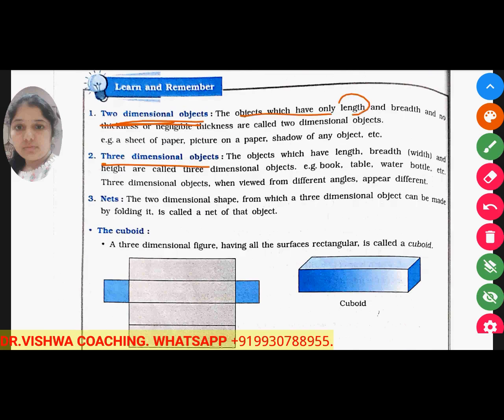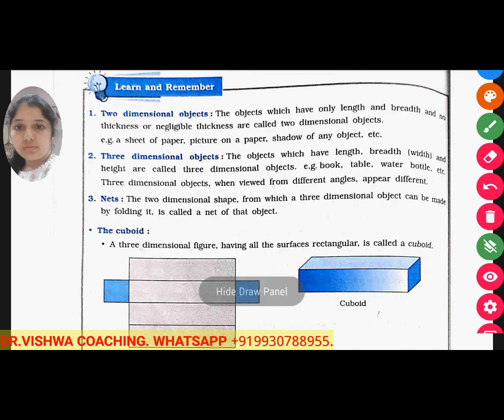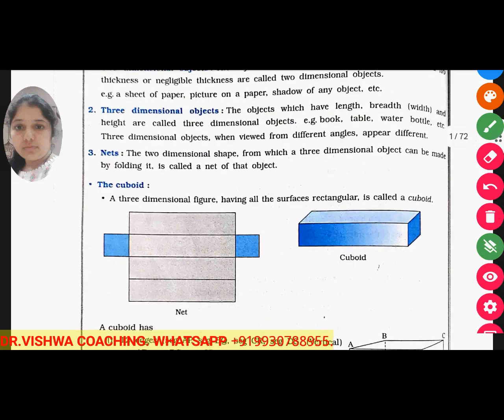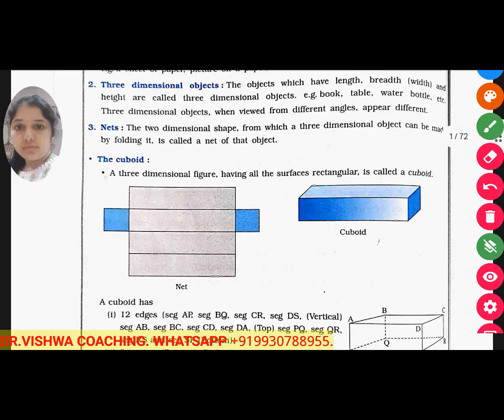Objects that have only length and breadth, no thickness or height, are known as two-dimensional objects. The objects which we draw on paper are two-dimensional objects. Now three-dimensional objects have length, breadth and height also. There are many examples, like a book, table, water bottle, etc.